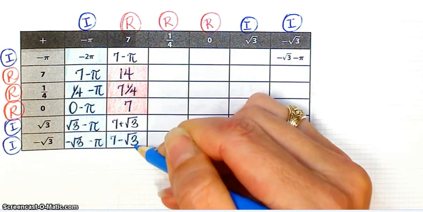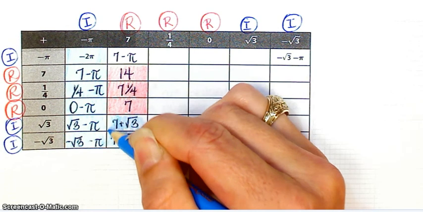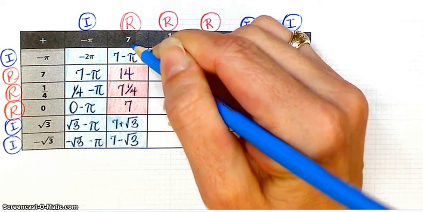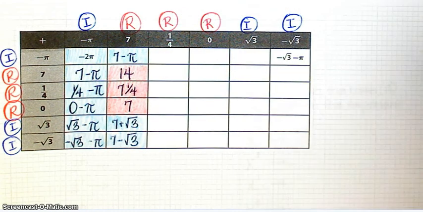Okay, irrational, irrational, irrational. Okay, let me do the next couple of columns.